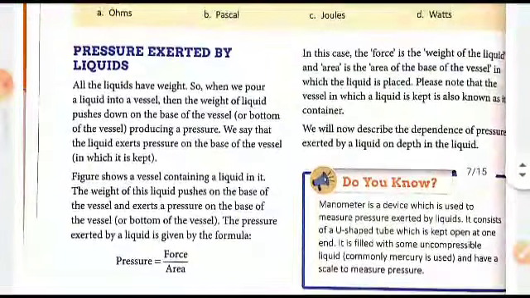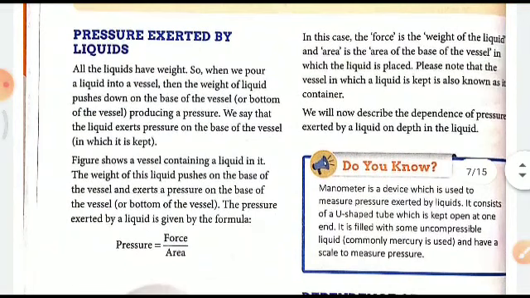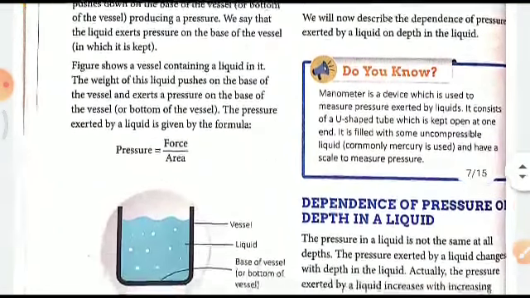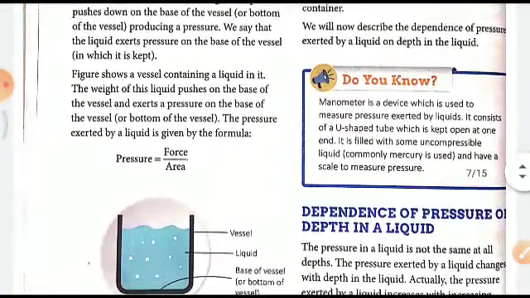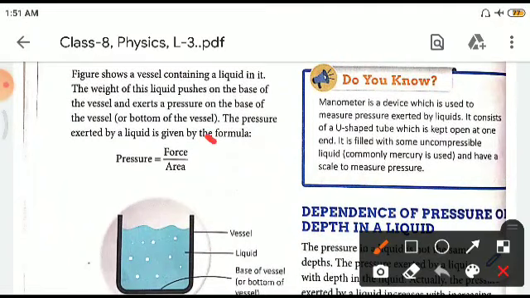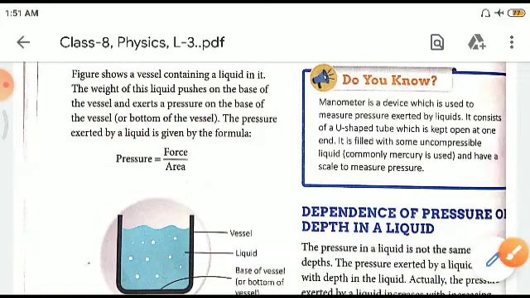Now we come to the pressure exerted by liquids. All liquids have weight, so when we pour a liquid into a vessel, the weight of the liquid pushes down on the base of the vessel, producing a pressure. We say that the liquid exerts pressure on the base of the vessel. The figure shows a vessel containing a liquid. The weight of the liquid is pushing the base of the vessel and exerts a pressure on the base. This pressure is given by the formula pressure equals force upon area.